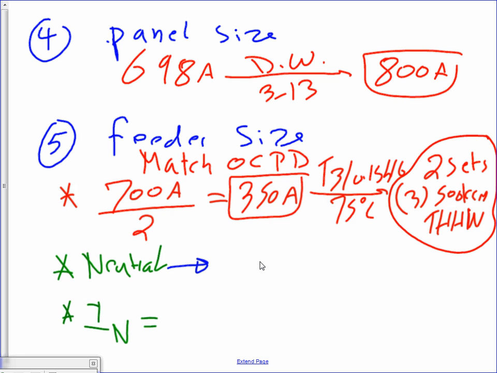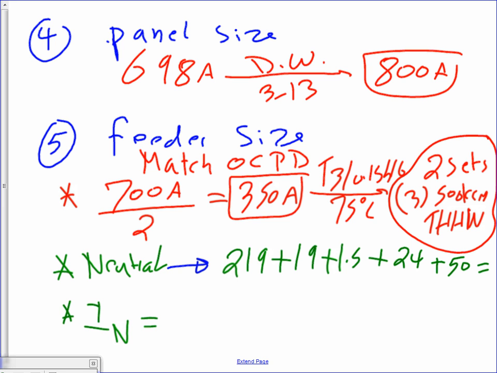So the first thing I'm going to do is design the neutral. I have 219 plus that's a light, plus 19, the track light, 1.5, the sign, plus 50, plus 24, the computer, 24, plus 50, equal, so we got that one, plus 50 equal, we have 313.5 kVA. That's what I come up with.